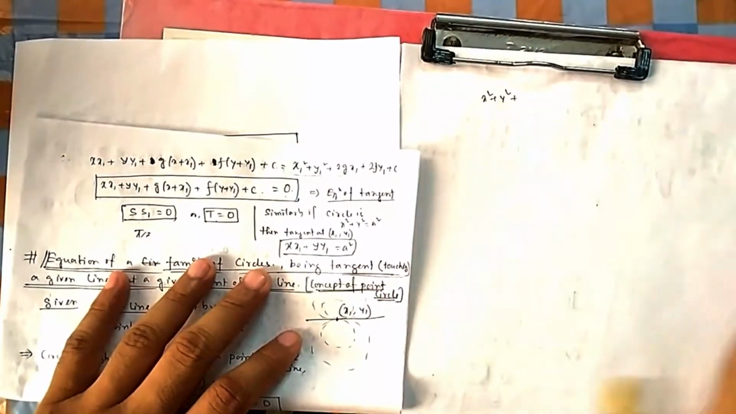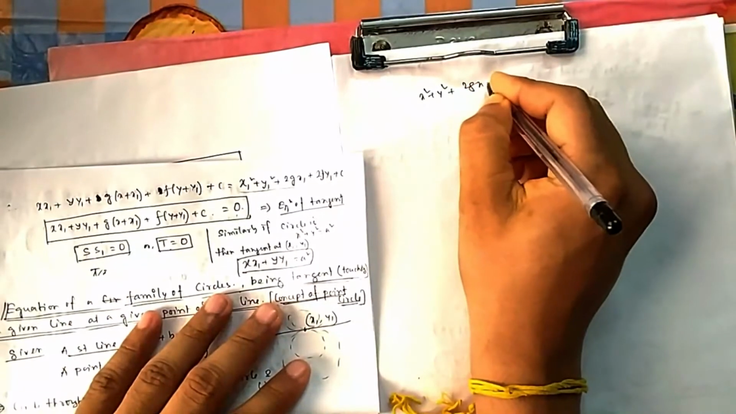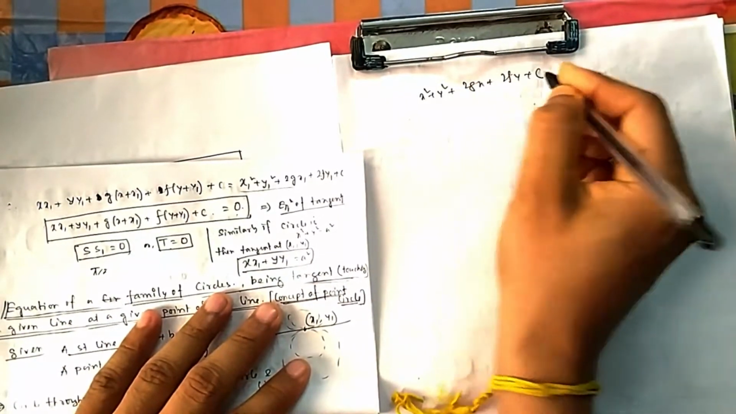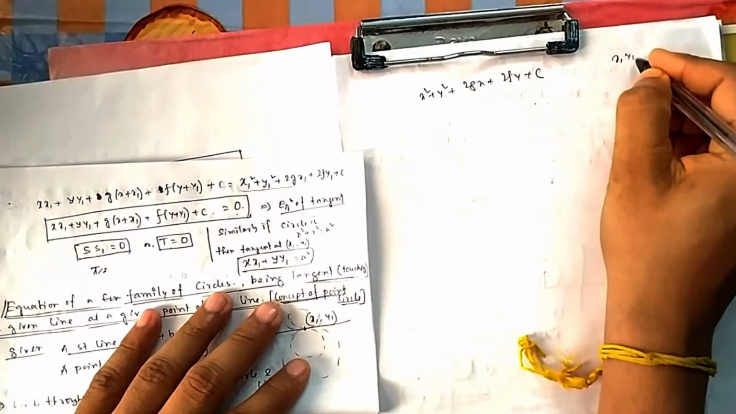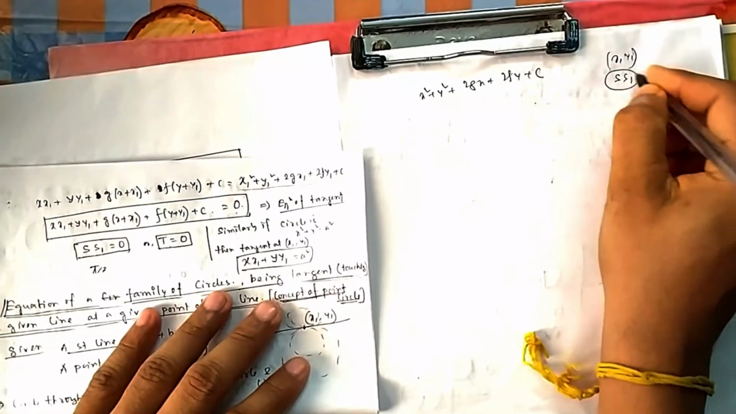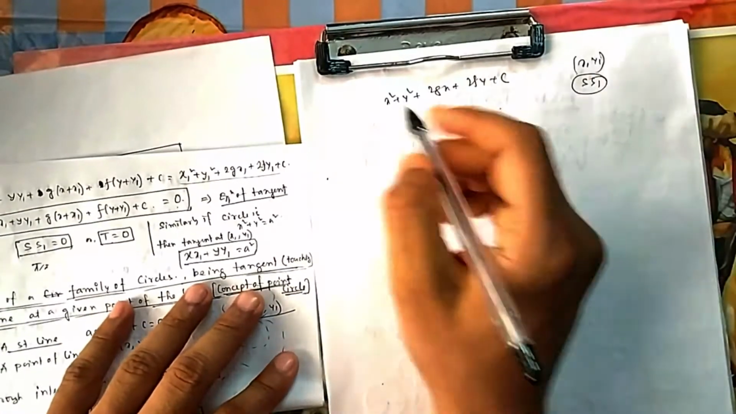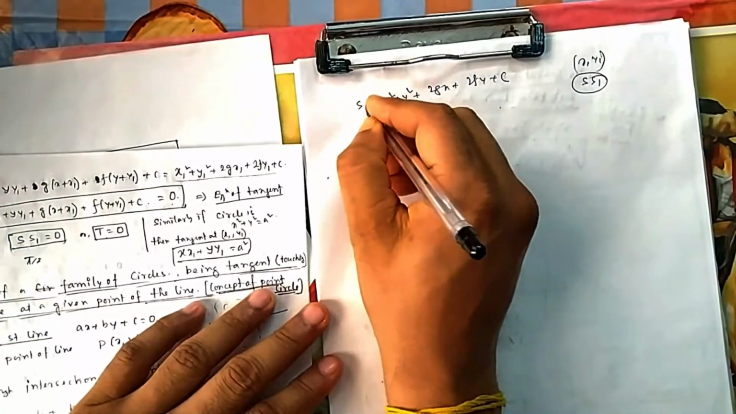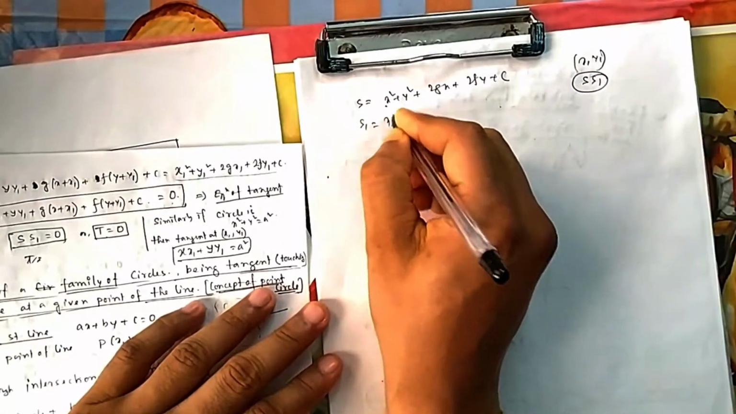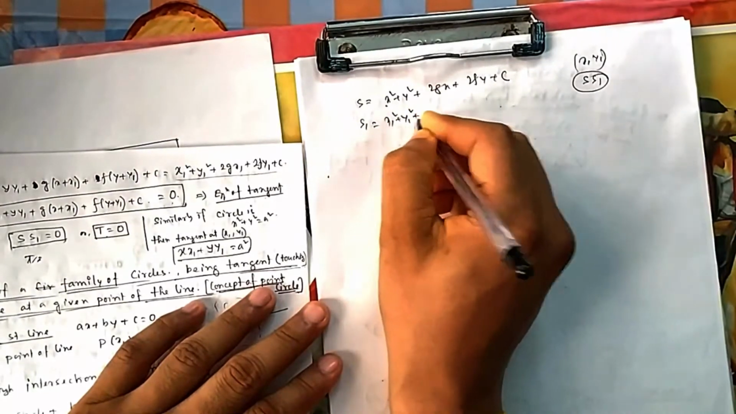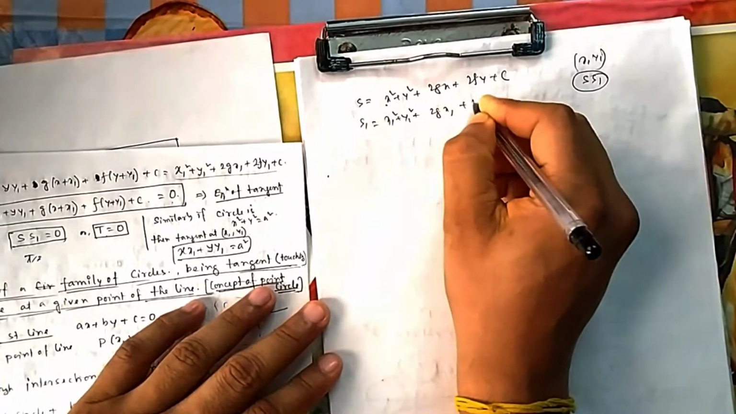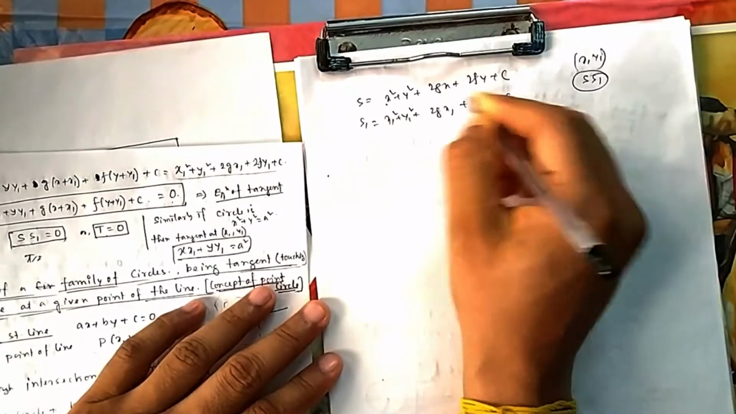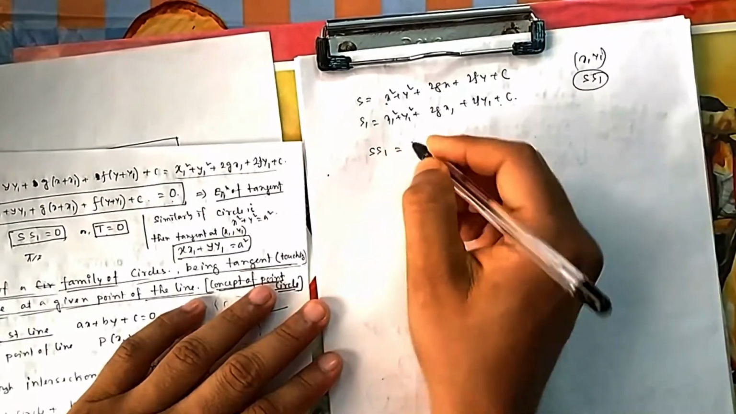How will you remember this one? x squared plus y squared plus 2gx plus 2fy plus c. Suppose someone gives you x1 y1 and asks you to write SS1. How will you write SS1? S will be there, and S1 will be there. What is S1? S1 is the power of the point. So if you want to include both these, you have 2fy1 plus c. So if you include this one for SS1, you remember it in this way.